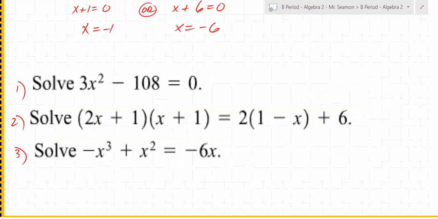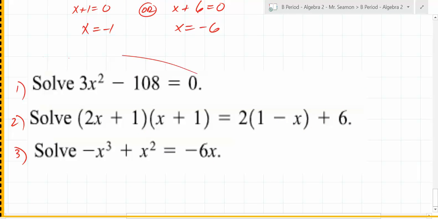What do you think? Number 1. What should you do first on number 1? Is it in standard form? Yeah, it is. But what should you do first? Can someone tell me a good first step? 3. So what can you factor out first? You can factor out 3. If you take out 3, what's left?